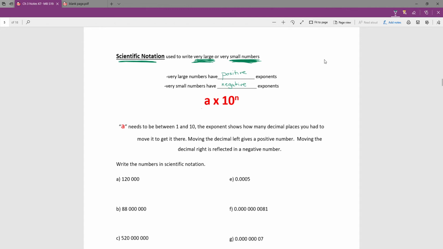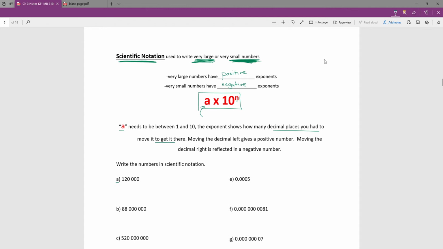This is the standard form for scientific notation. And so A out front here has to be between 1 and 10, and the exponent on base 10 shows how many decimal places you had to move in order to get it there. Oftentimes in math, it's easier for me to show you, not to tell you.